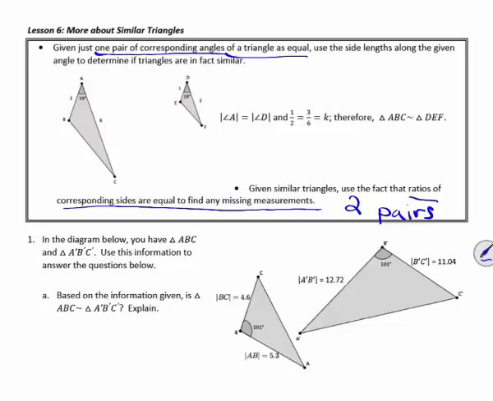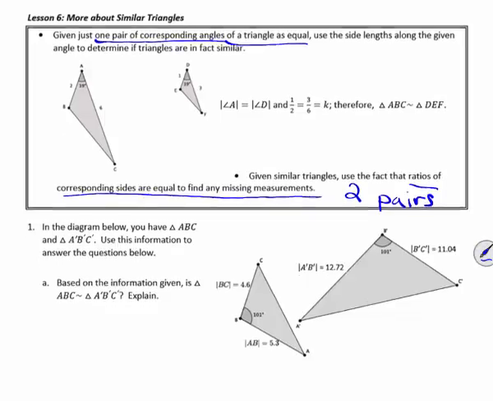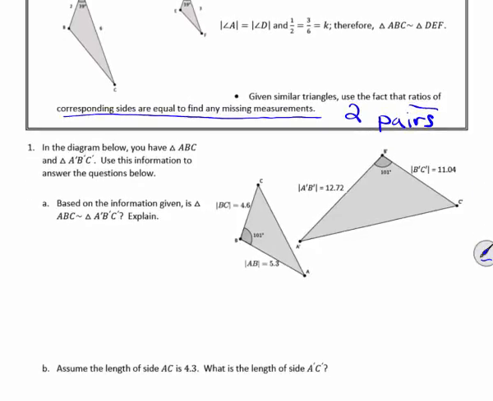So based on this picture, we have two triangles, ABC and A prime, B prime, C prime. We have some measurements. So I want to know, are these two things similar? What I have here is one pair of angles. So I know that angle B is congruent to angle B prime. Those are the same, pretty easy to read that. So now what I have to show is that the sides, because I don't have three sides, I only have two. So I can do two sides and one of the angles.